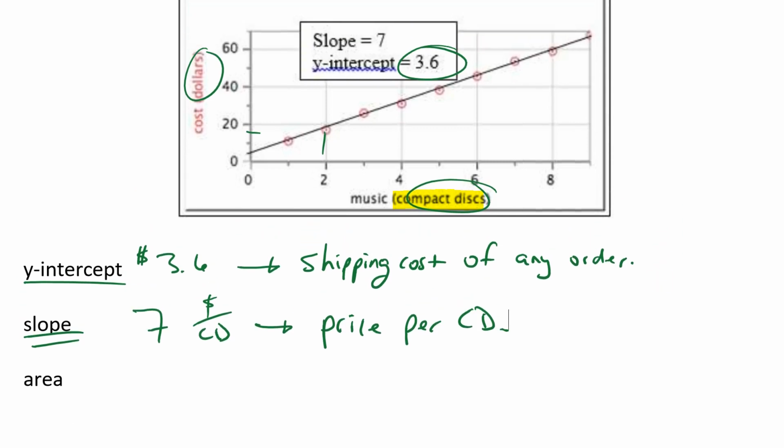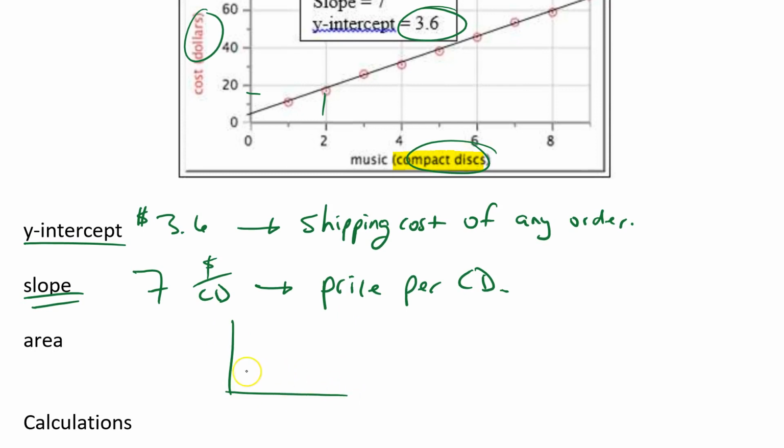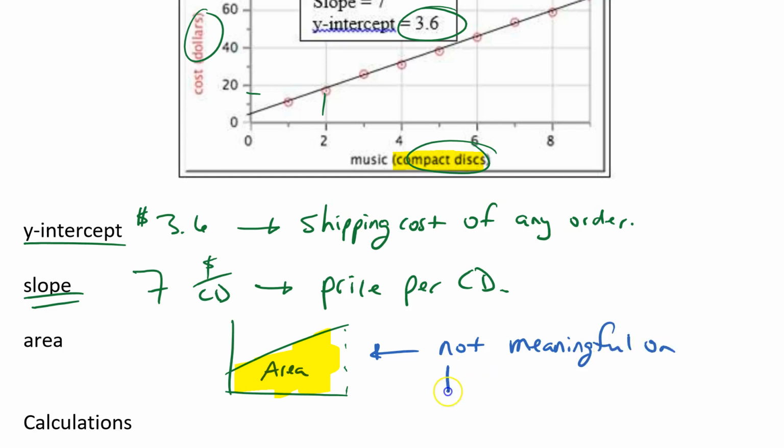Also, what is often useful to look at, I'll sort of recreate this graph, is the area under the graph. So in this case, I would talk about this area here. In this graph, it doesn't really mean anything, because if we think about the units, this area would be dollars times CDs, and dollars times CDs doesn't really mean anything too much. So sometimes it means something, sometimes it doesn't. Not meaningful on this graph. Later on in our course, we will have lots of graphs where area is important.